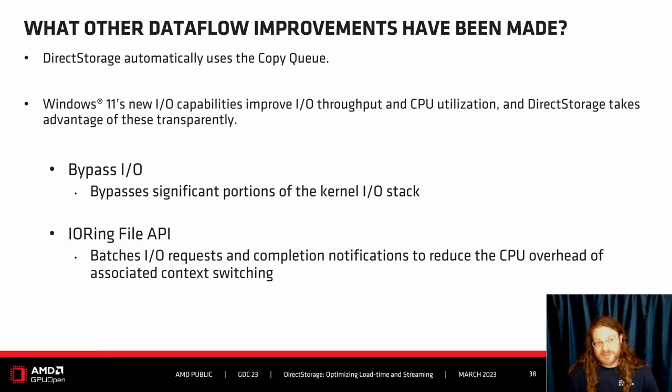For Windows 11, bypass IO significantly bypasses several portions of the kernel IO stack. And Windows 11 also offers the IO ring file IO API. And because you use DirectStorage, you won't have to worry about implementing either one, because it's done for you. But the IO ring API batches requests and completion notifications to reduce the CPU overhead of context switches, which would be created by addressing each request individually.